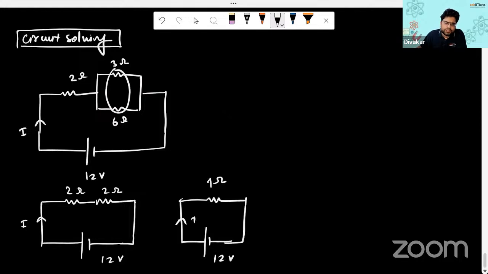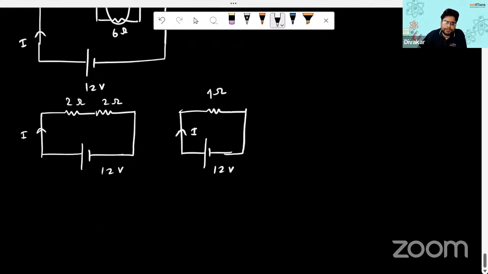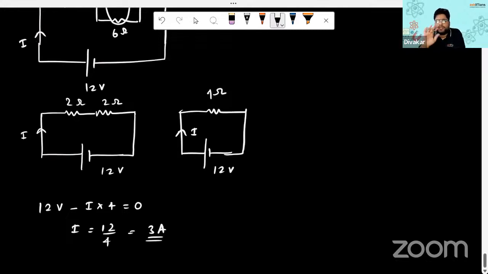And here you have 12 volts. So if I ask you what is the current, isn't this very simple? 12 volt is the amount of energy I had. I into 4 is the energy I gave and I came back, so 0. So I can say I can be written as 12 by 4, which is 3 amps. Simple question, simple solution, nothing else.